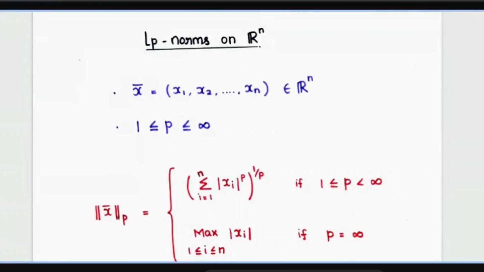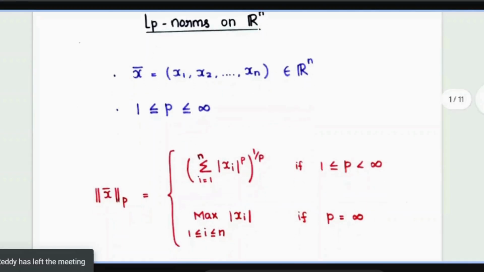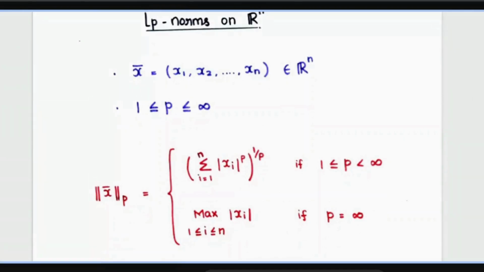Today, the topic of my presentation is Lp norms on R^n spaces. I think we all are familiar with the norms defined on vector spaces. We define norms on vector spaces to measure the length of the vector. Today we see about Lp norms on R^n, which is one of the simplest norms in R^n to work with. We define Lp norms as follows.